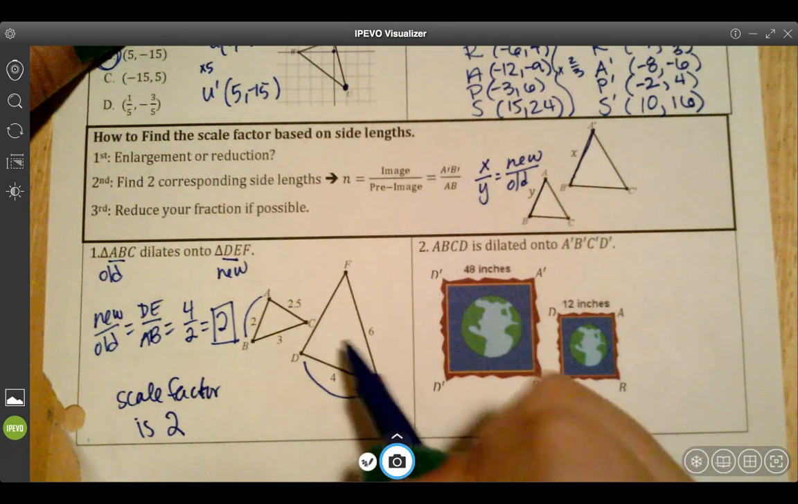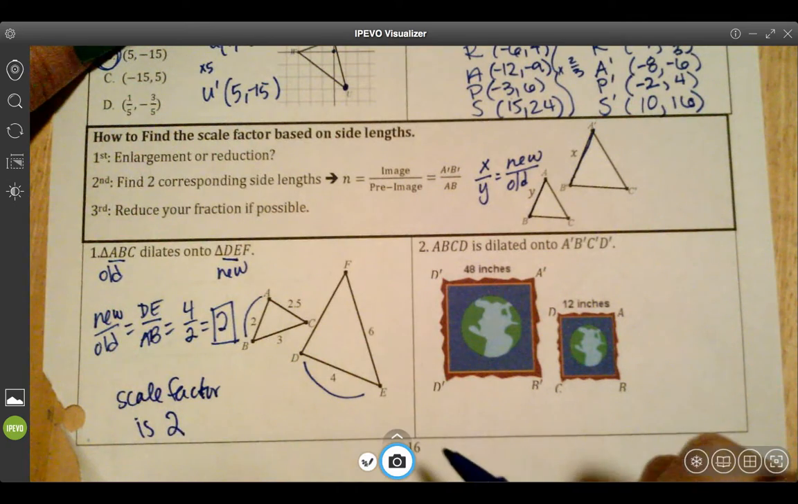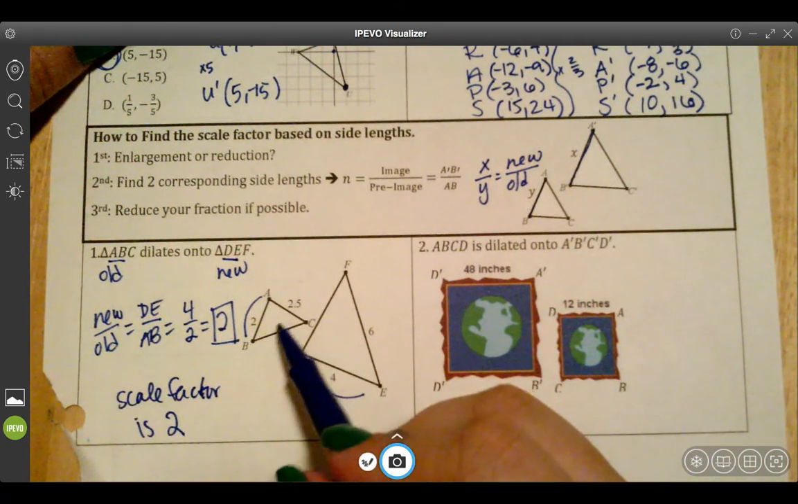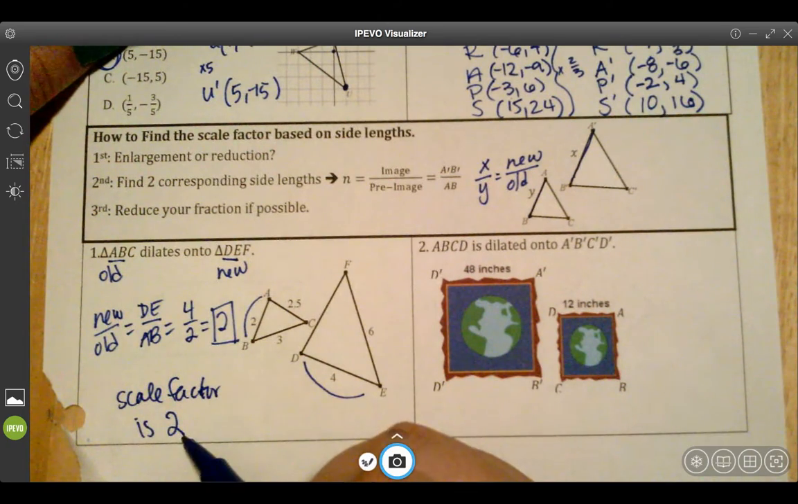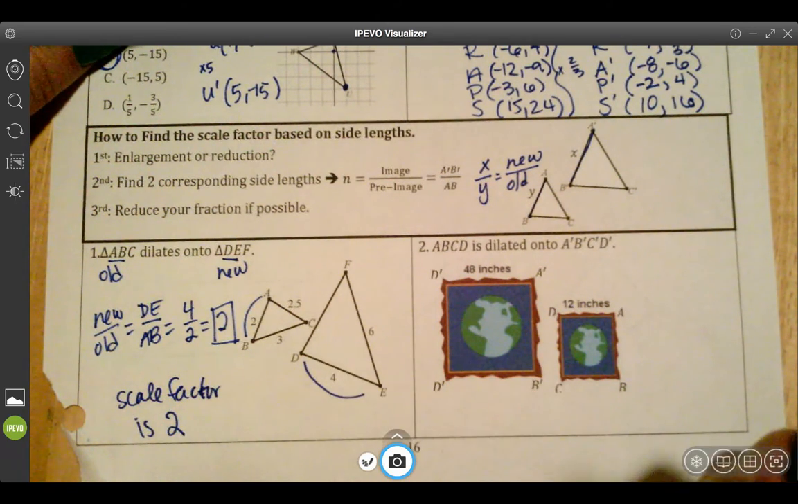If my result is bigger, this should be a number greater than 1. If my result is smaller, it should be a number less than 1. 2 is bigger than 1. My result is bigger, so we're good.